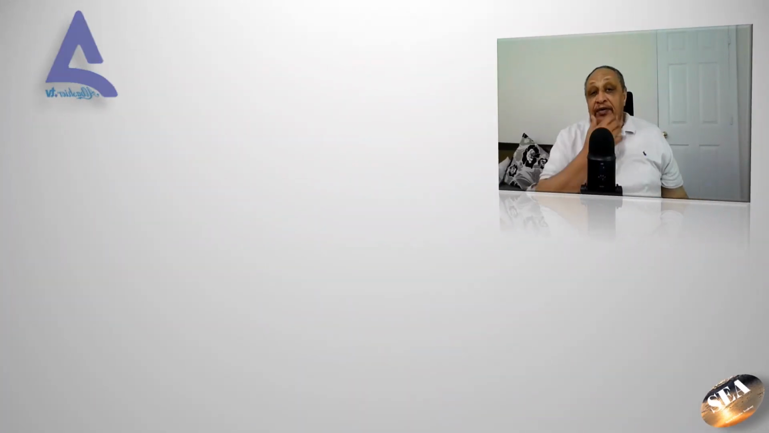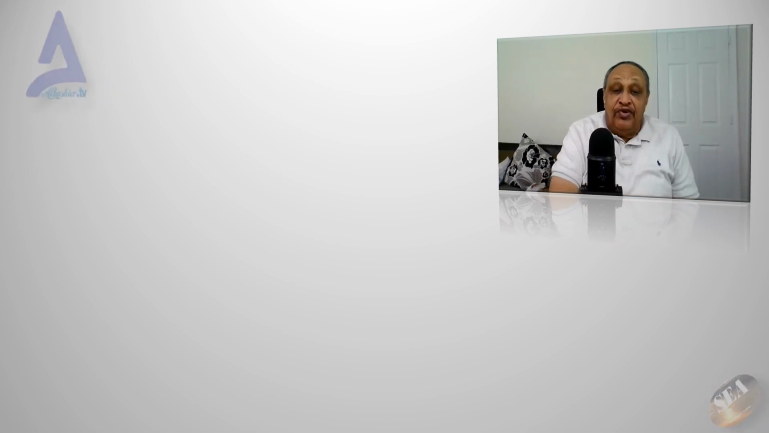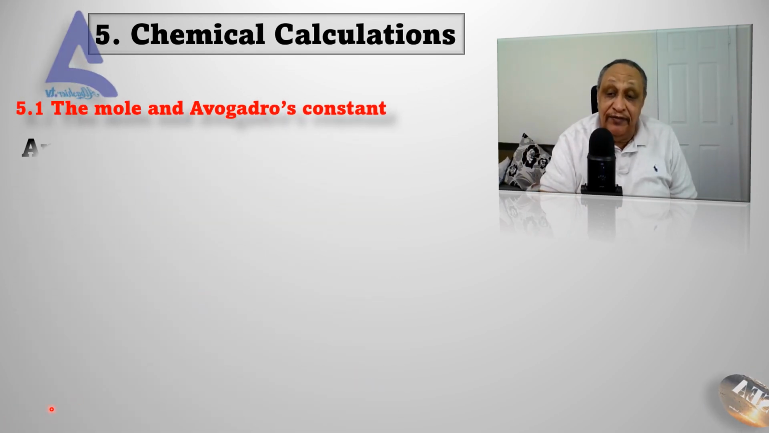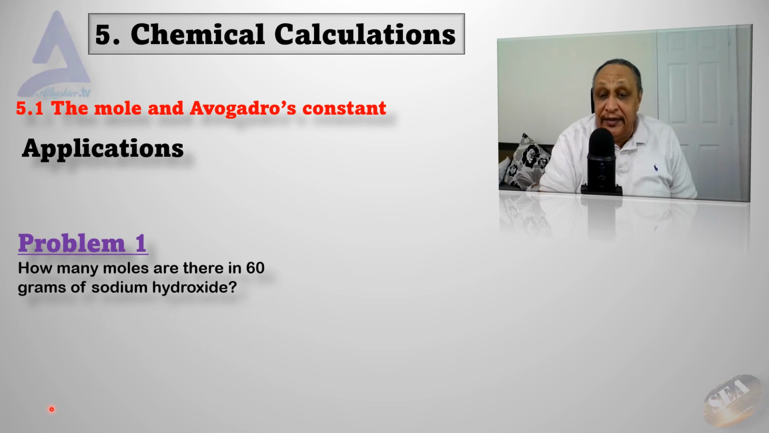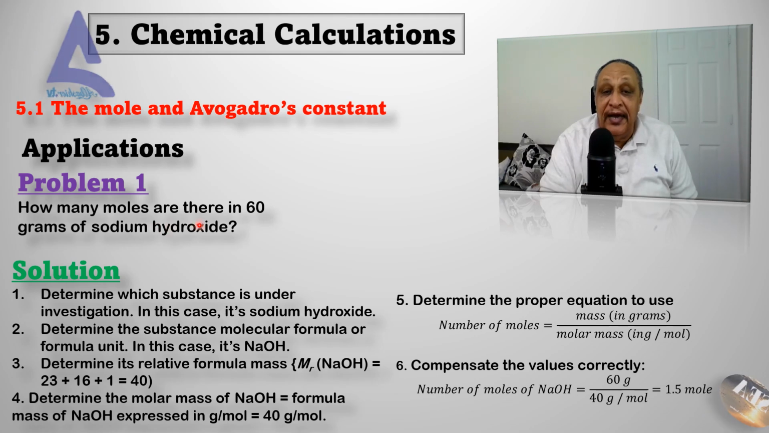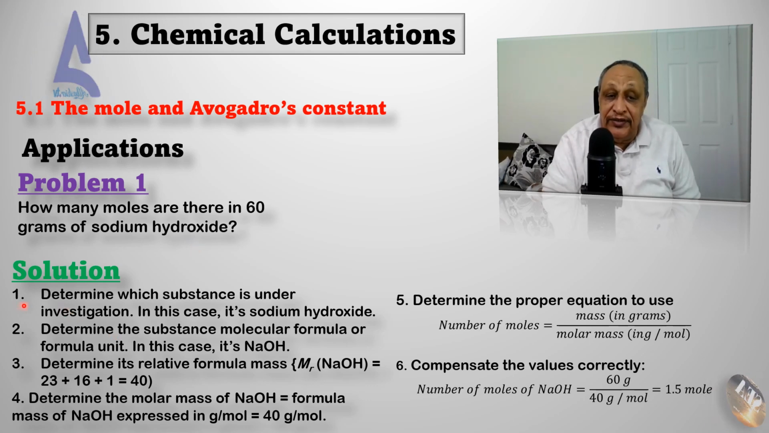Now here we are going to make some calculations, as we said before, and the first example, or the first problem, says the following. All these are applications, okay? How many moles are there in 60 grams of sodium hydroxide? So the first step is to determine which substance is under investigation. In our case here, it is sodium hydroxide. So we would like to deal with sodium hydroxide.